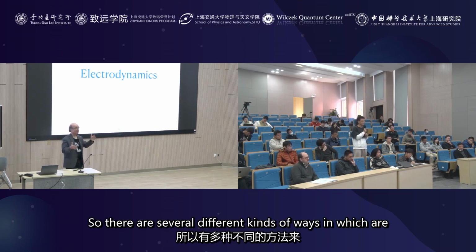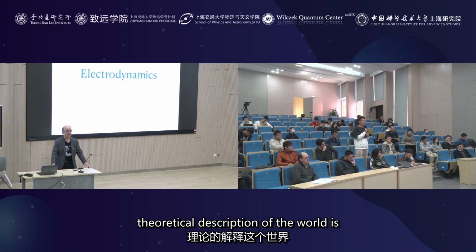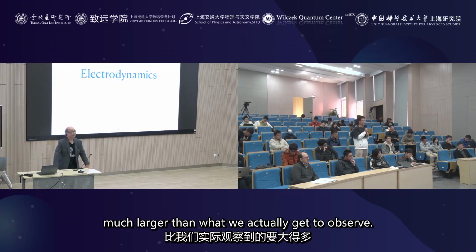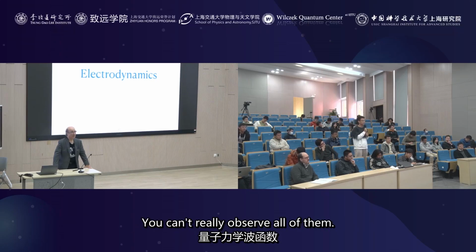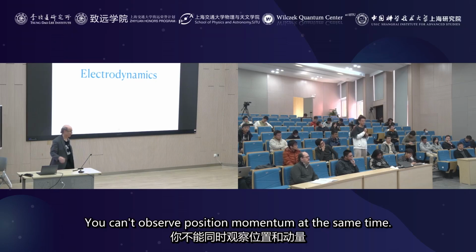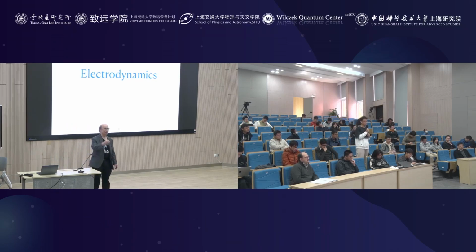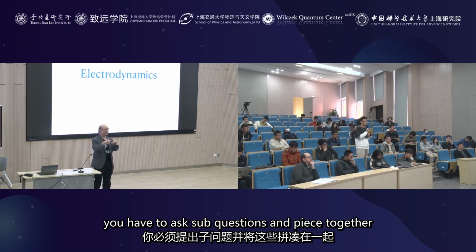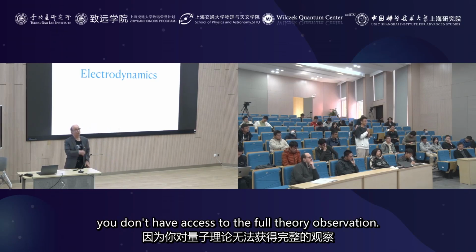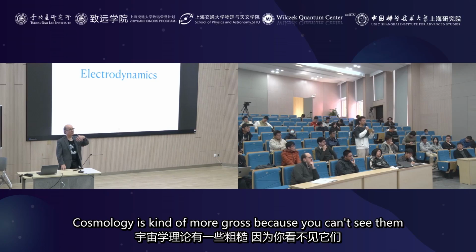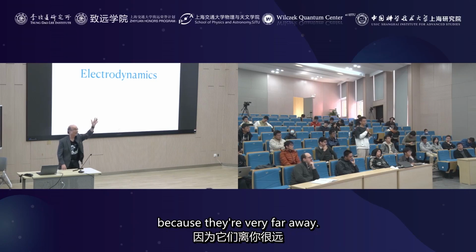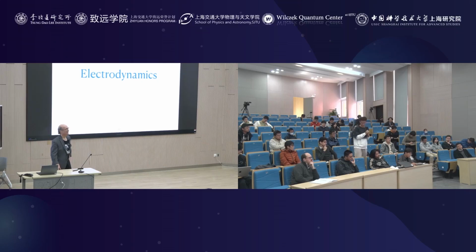There are several different ways in which our theoretical description of the world is much larger than what we actually get to observe. Quantum mechanical wave functions, you can't really observe all of them. You can't observe position and momentum at the same time, for instance. You have to ask sub-questions and piece together, you don't have access to the full theory in observation. In this cosmological case, it's more gross because you can't see them because they're very far away. That's right.